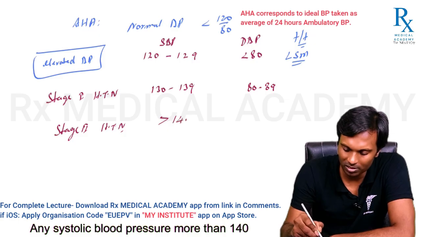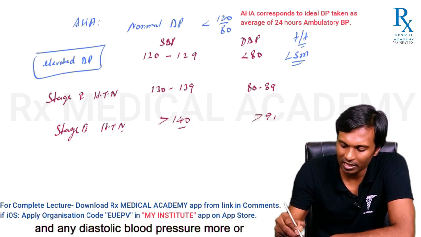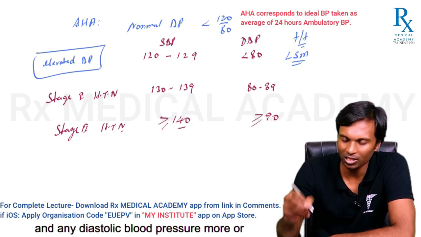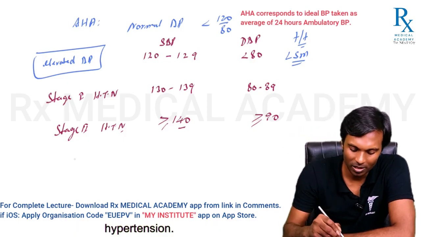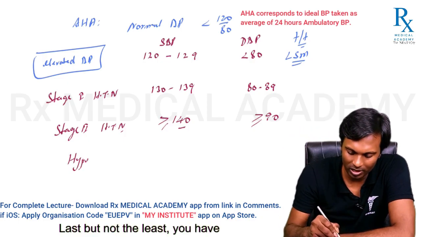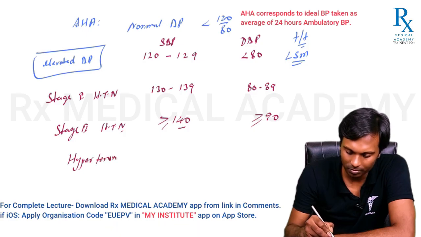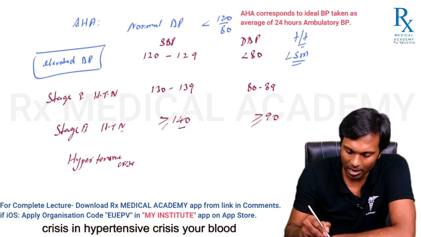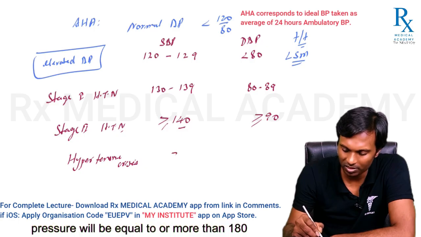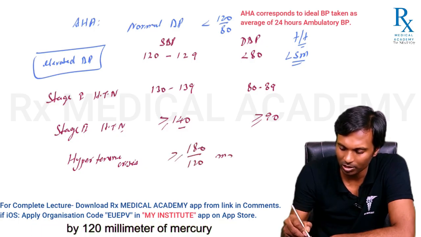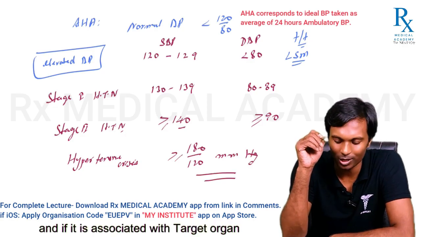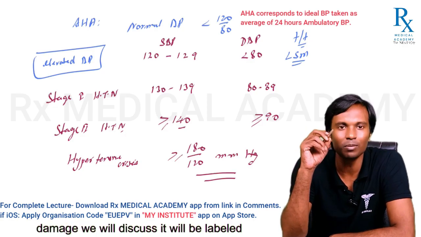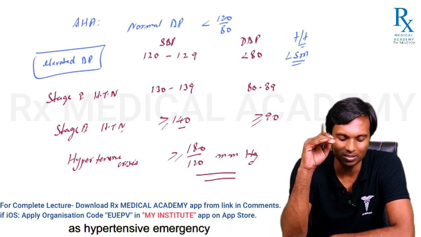any systolic blood pressure more than 140 and any diastolic blood pressure more than or equal to 90 will be considered as stage 2 hypertension. Last but not the least, you have hypertensive crisis. In hypertensive crisis, your blood pressure will be equal to or more than 180 by 120 millimeter of mercury. And if it is associated with target organ damage, we will discuss, it will be labeled as hypertensive emergency.